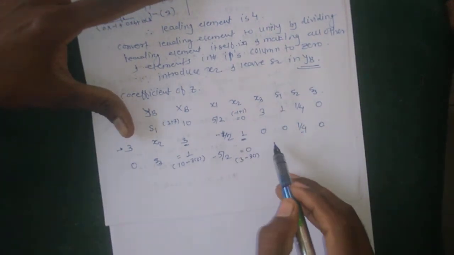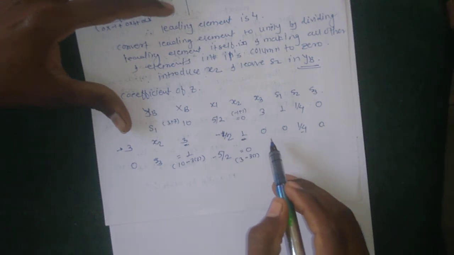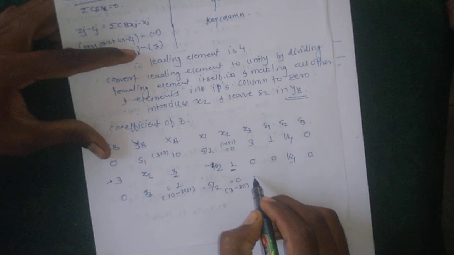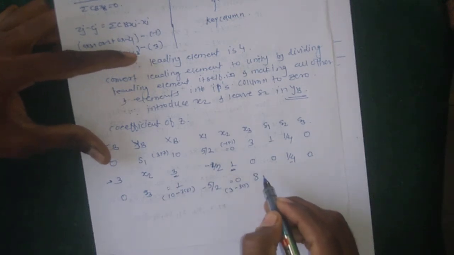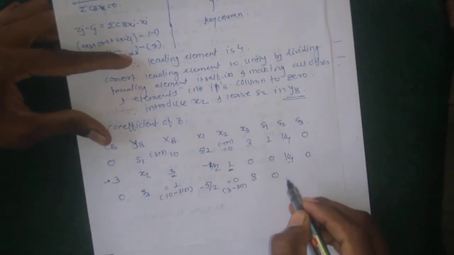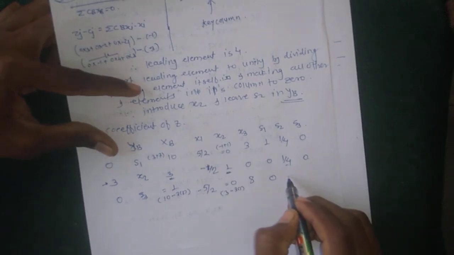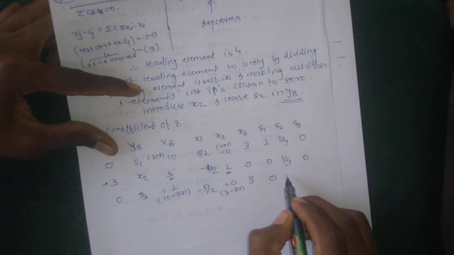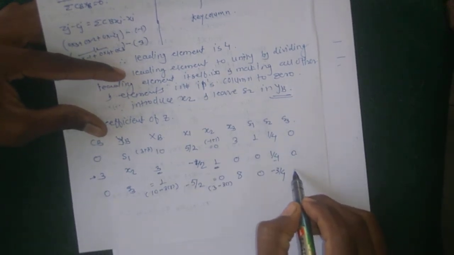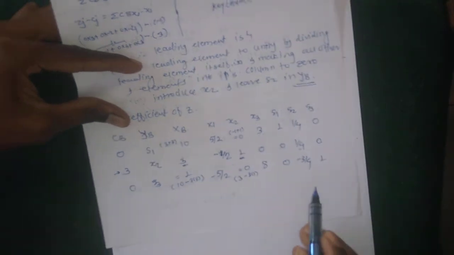Then for the s1 and x3 columns, 8 minus 0, 8 as it is, then next 0 minus 0, then for this 0 minus 3 by 4, minus 3 by 4, and then lastly 1 as it is, 1 minus 0.